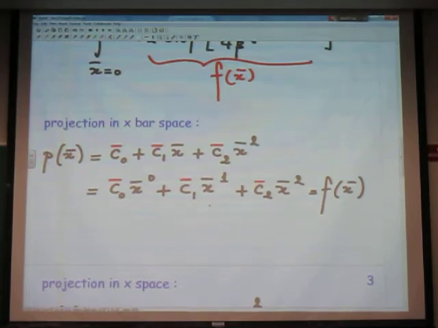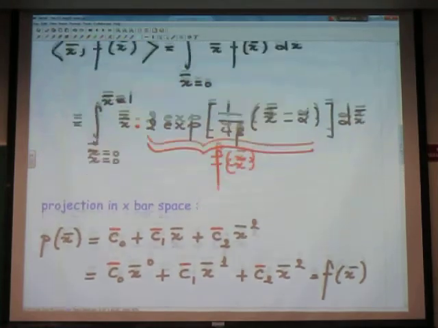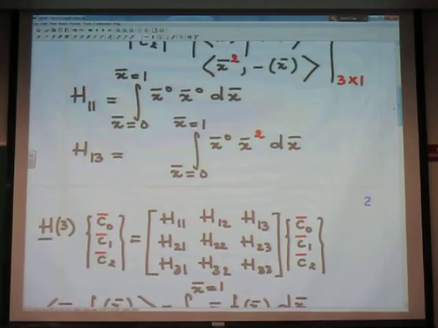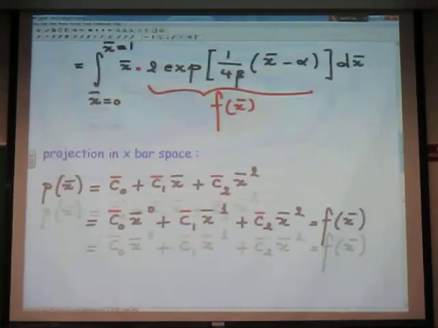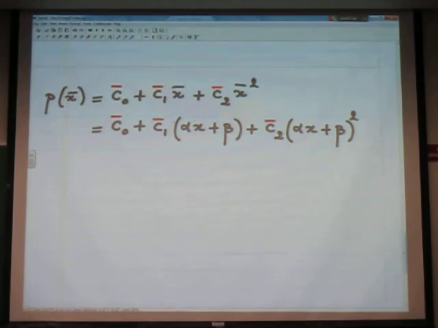That's fine. You get the result C0 bar, C1 bar, C2 bar by solving this linear system that Anderson asked about, okay, this one. So you get the unknown C0 bar, C1 bar, C2 bar. So the end result is right here, in terms of X bar. And now you want to express the result in terms of X. So all you need is just to replace X bar as a function of X. That's it.